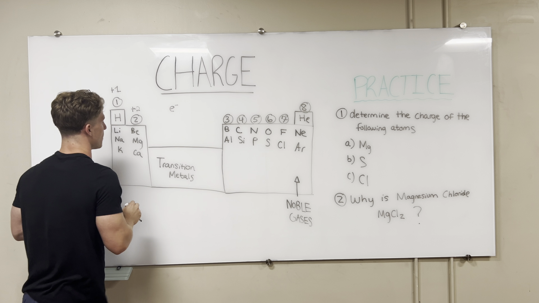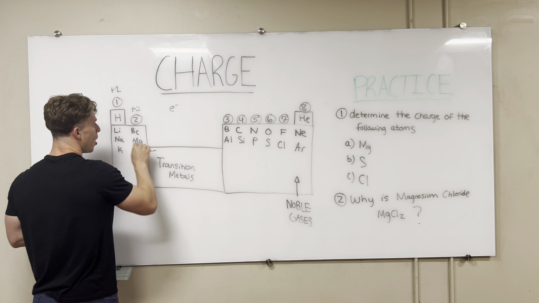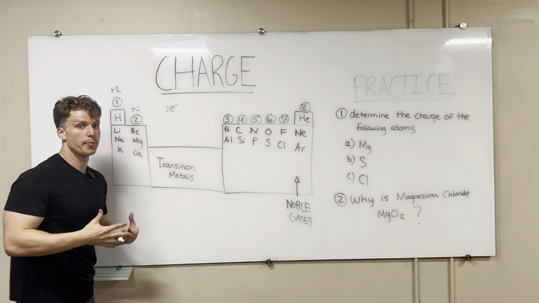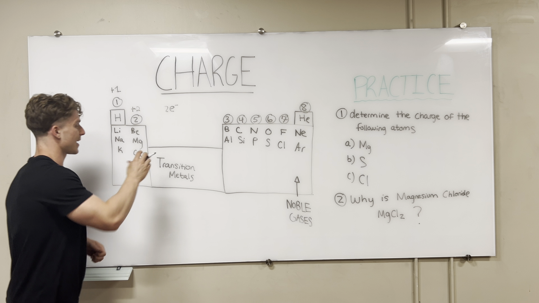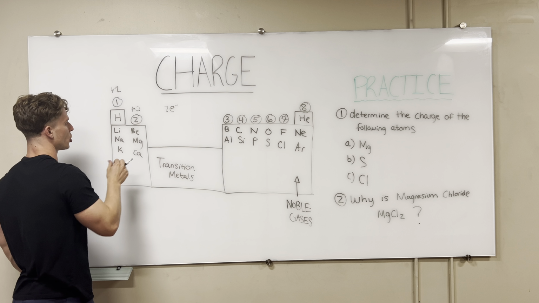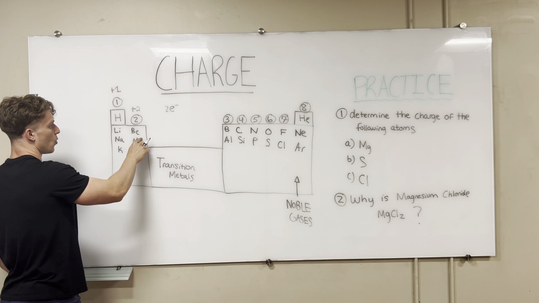If I'm magnesium, I can give away 2 of my negatively charged electrons, right? That's going to make me have a +2 charge, right? I gave up 2 of my negative things, so now I'm +2 on my charge. So why would magnesium want to do that?